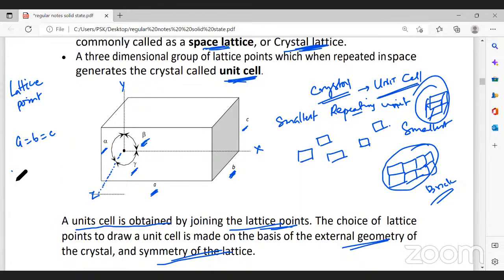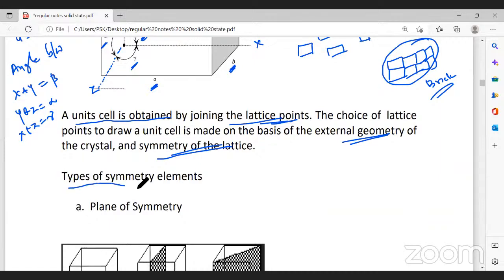So the angle between X and Y is beta, Y and Z is alpha, and likewise, X and Z is gamma. So bond angles, you should remember. Is it clear with this representation? Yes, sir.